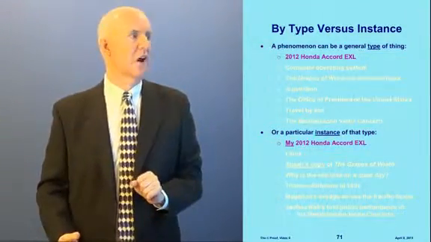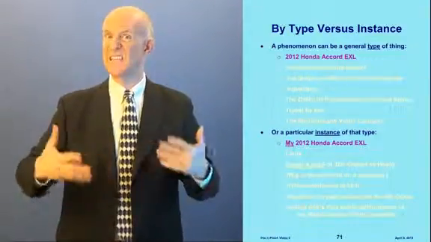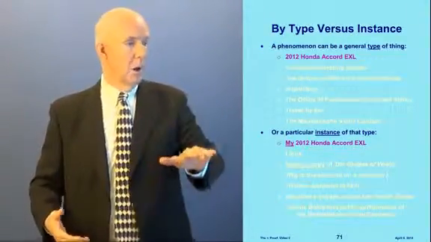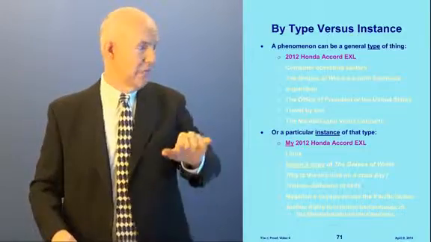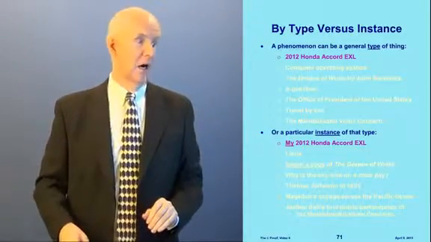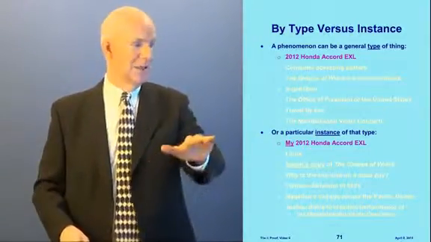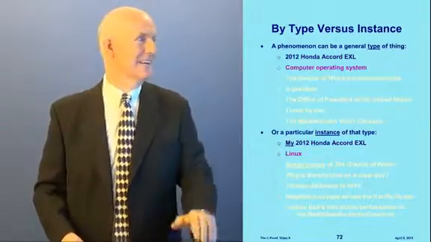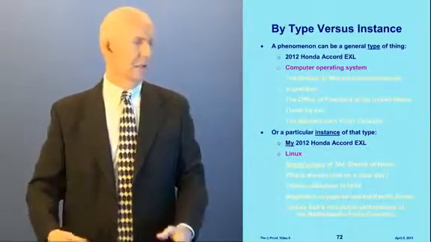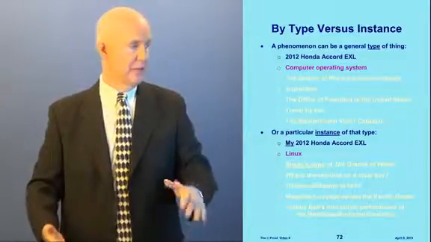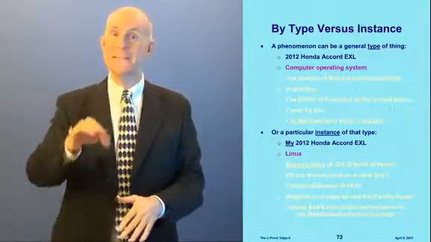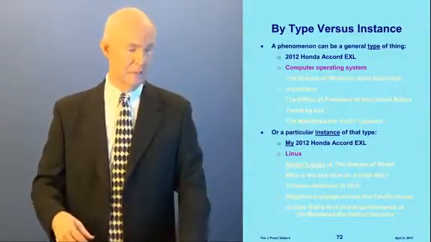A 2012 Honda Accord EXL. That's a type of car, right? I actually have one of those. My 2012 Honda Accord EXL is red. Okay, that's a particular instance of one. How about this one? A computer operating system. That's a kind of thing. Linux. That's a particular instance, a particular kind of operating system.